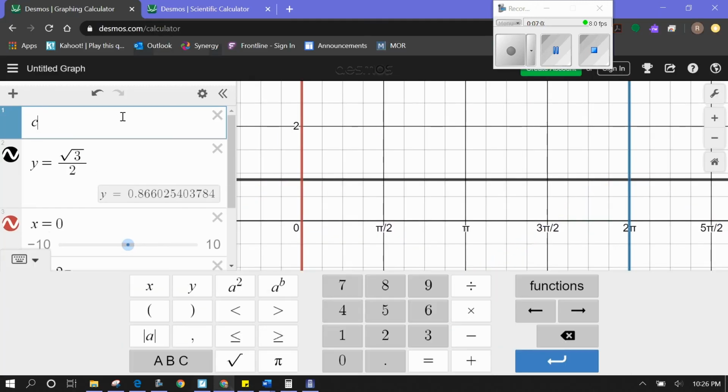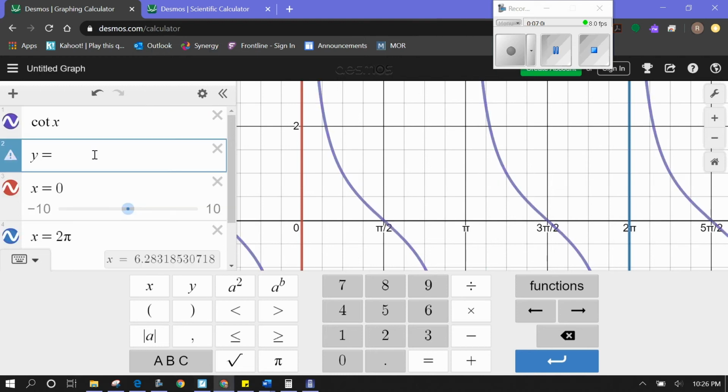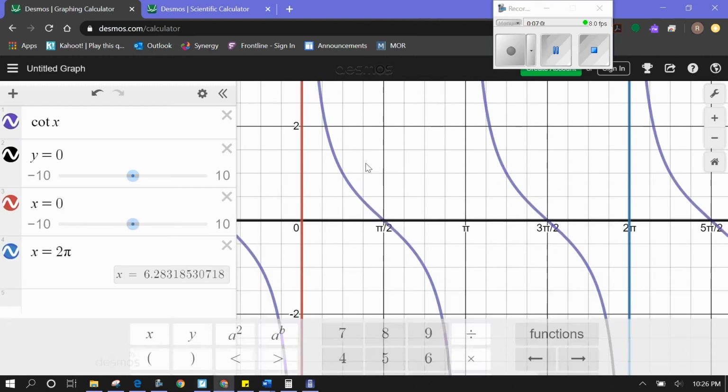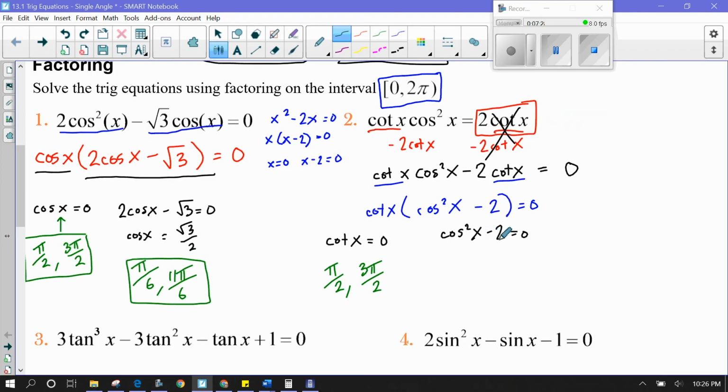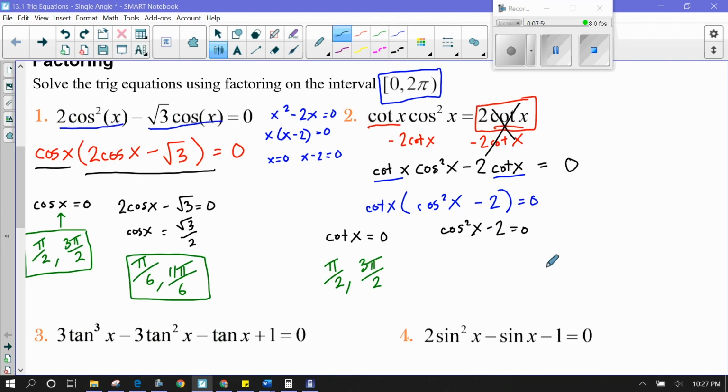So let's start solving for the first one. We'll change this to cotangent. I want to know where my output is going to be 0, and I still have my walls here that I'm looking at. So it looks like at these two values, pi over 2 and 3 pi over 2, I have solutions. Now let's start solving the other one a little bit further.